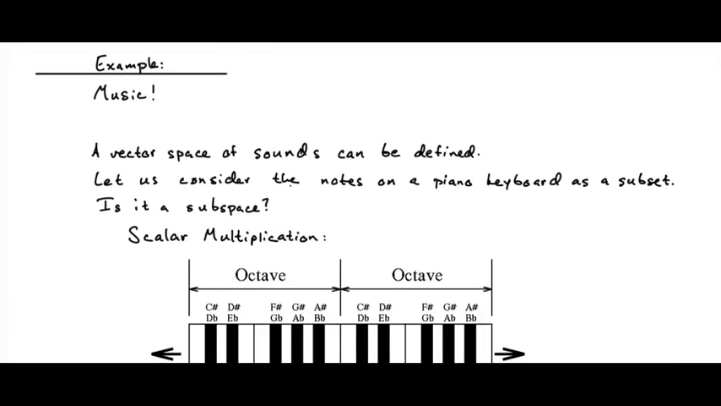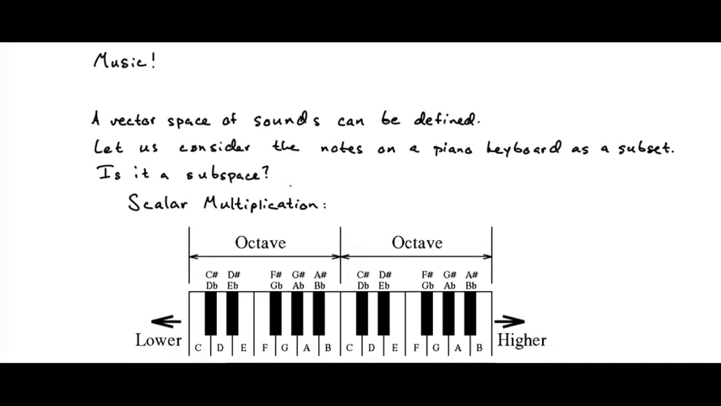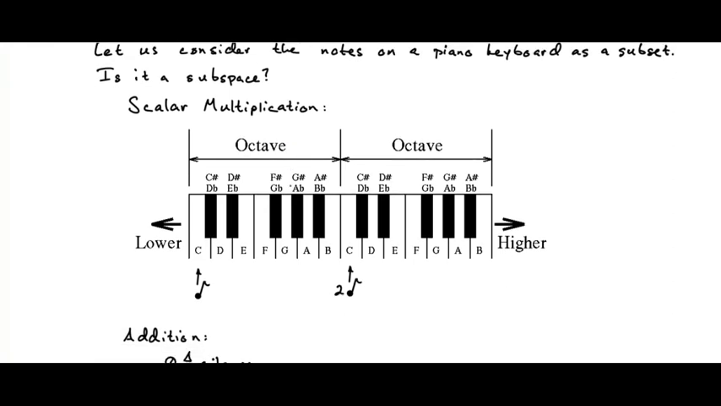For another example, we look at music. A vector space of all sounds can be defined, and then if we consider the notes on a piano keyboard, we can say that this is a subset of sounds. We want to determine whether or not it's a subspace.